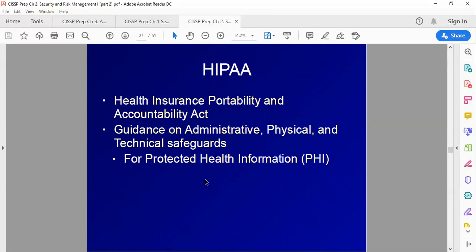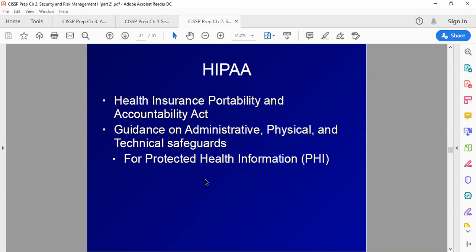Okay, so HIPAA is compliance for the Health Insurance Portability and Accountability Act, and it gives guidance on administrative, physical, and technical safeguards for protected health information. It is applicable to all healthcare companies. Suppose patient information is moving from one end to another, it can be leaked, so a HIPAA compliant company is required.